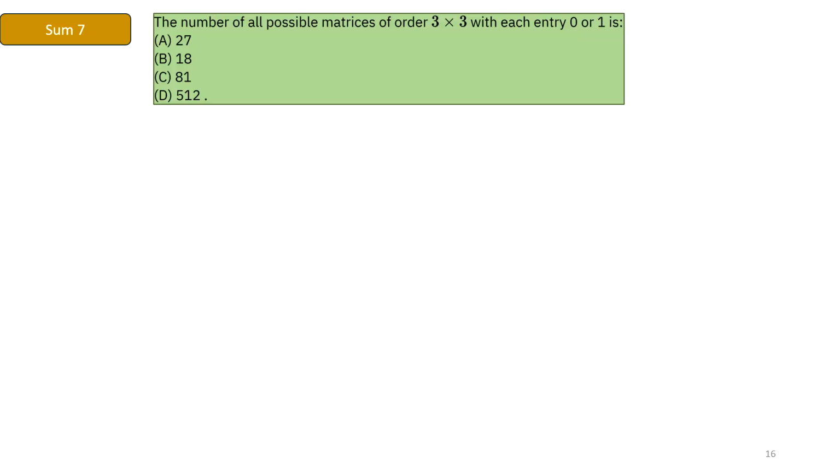The number of all possible matrices of order 3 by 3 with each entry either 0 or 1 is 27, 18, 81, or 512.